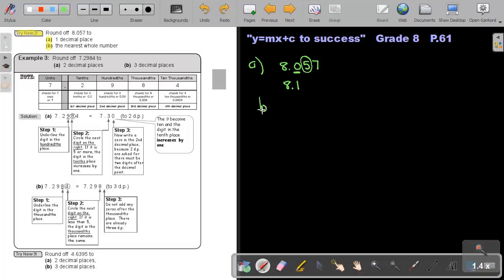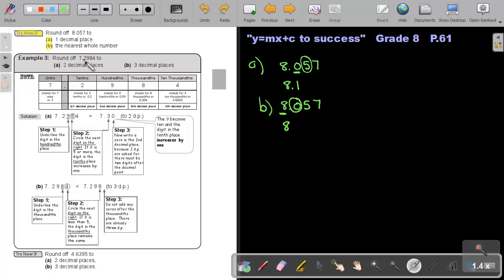And if I look at number B, to the nearest whole number, first, let's write down everything again. To the nearest whole number, here is the whole number, but circle the one on the right. So this one is a 0. So this 8 will stay an 8, and I can just write 8. That will be my final answer. Okay, let's go through the next example.